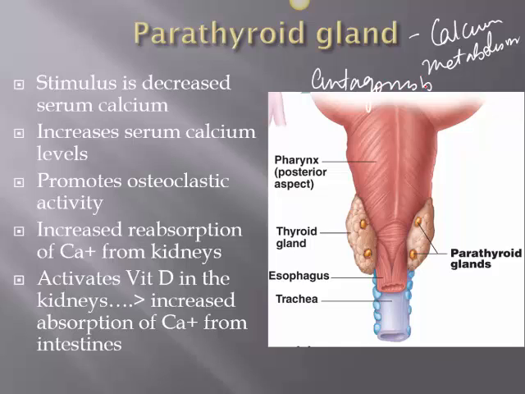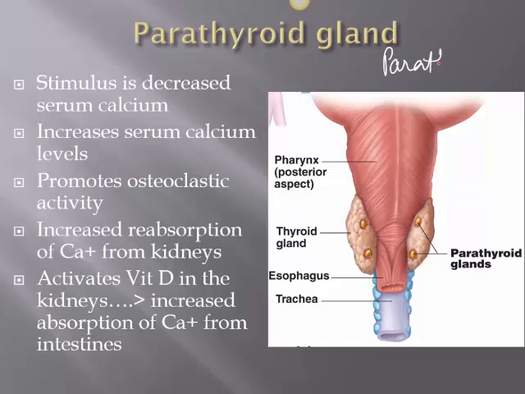So they do exactly the opposite of what calcitonin does. Calcitonin decreases serum calcium and pushes the calcium into bones. This gland, the parathyroid gland, produces a hormone called parathormone.